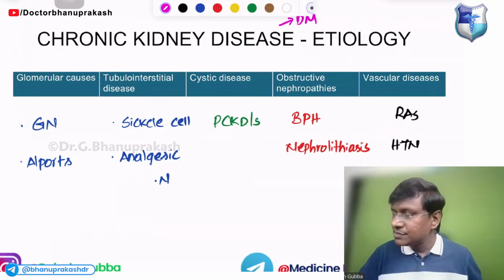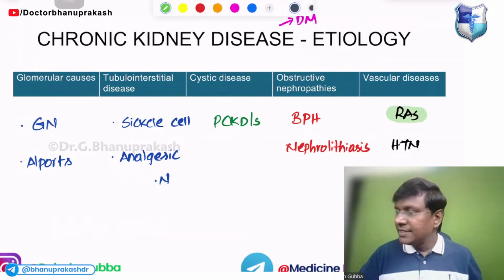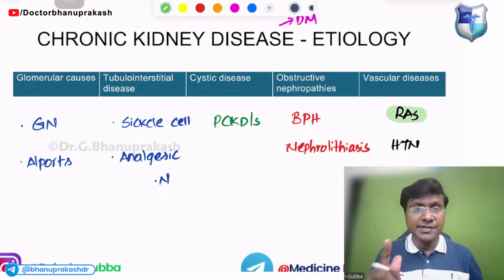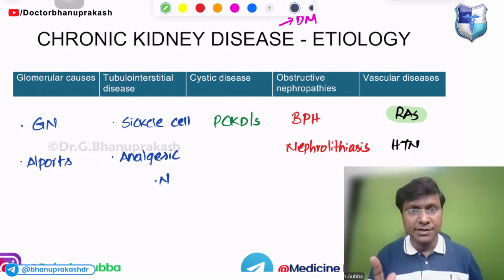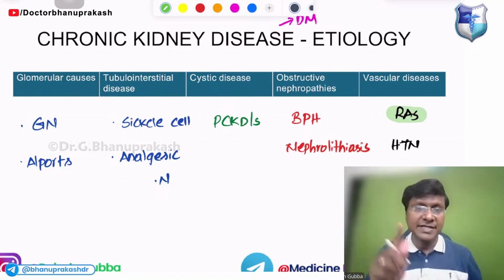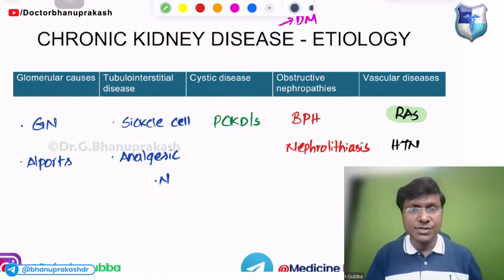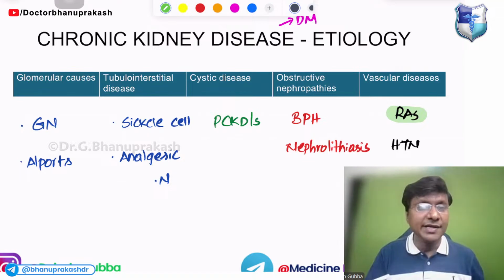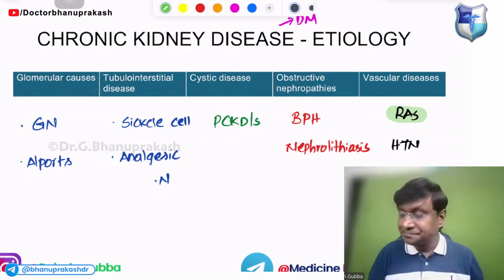And very important is renal artery stenosis. Renal artery stenosis will result in chronic kidney disease, but not acute kidney injury. Please remember this, because for the development of renal artery stenosis, the etiology will be atherosclerosis. And atherosclerosis is not an acute event, it's a chronic event. That is the reason why renal artery stenosis will contribute to chronic kidney disease, but not acute kidney injury.